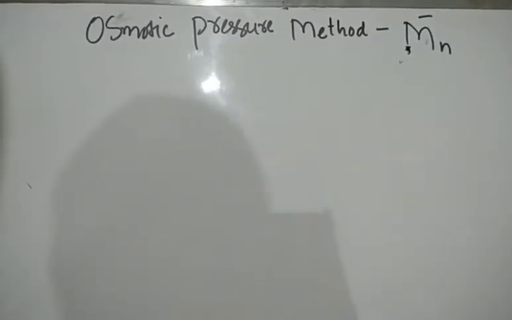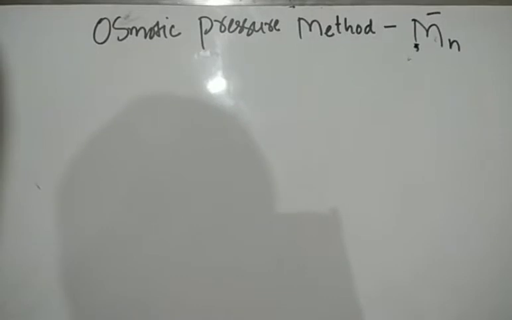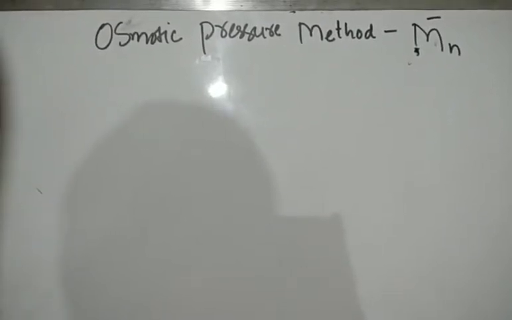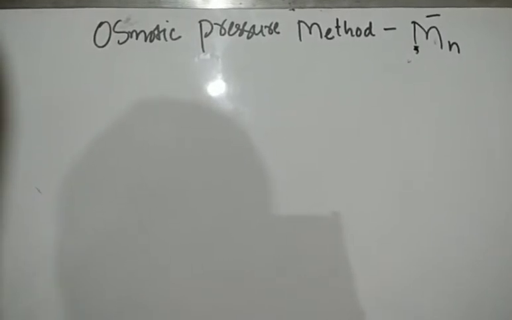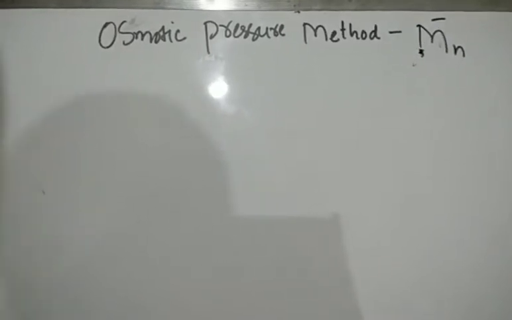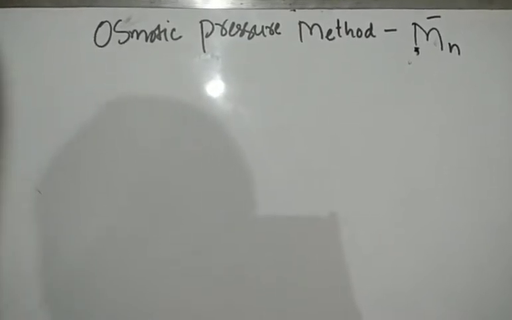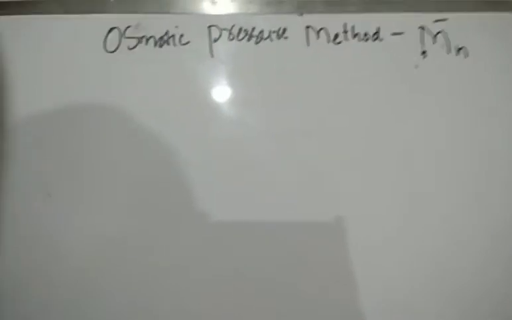Bismillahirrahmanirrahim. So today our method for calculating the molecular mass of polymers, that is the osmotic pressure method. This is also one of the important methods used to calculate the number average molecular weight of polymers.